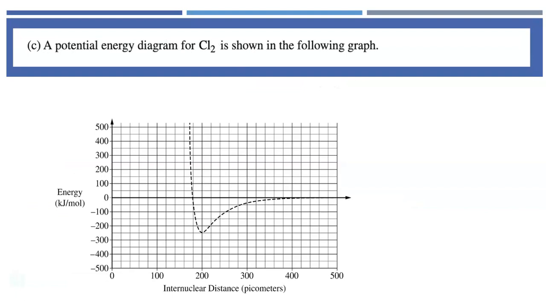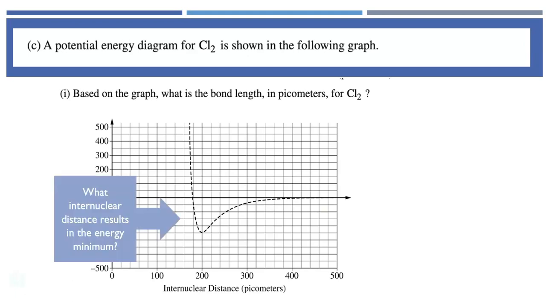Part C. A potential energy diagram for diatomic chlorine is shown in the following graph. Part 1 of Part C says, based on the graph, what is the bond length in picometers for Cl2? Now I do notice that my x-axis is in picometers, so I'm just going to read off the graph. Specifically what I'm looking for here is what internuclear distance gives me the energy minimum. That's my average bond length.